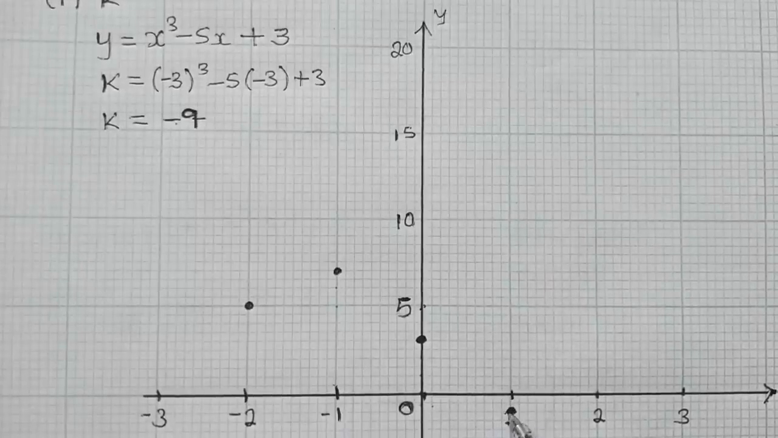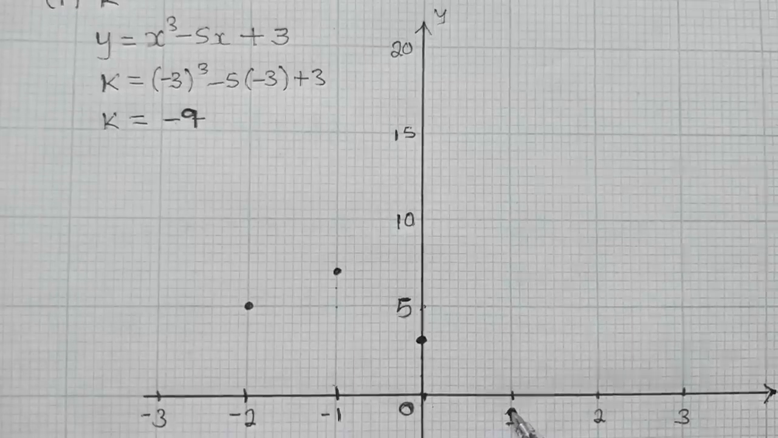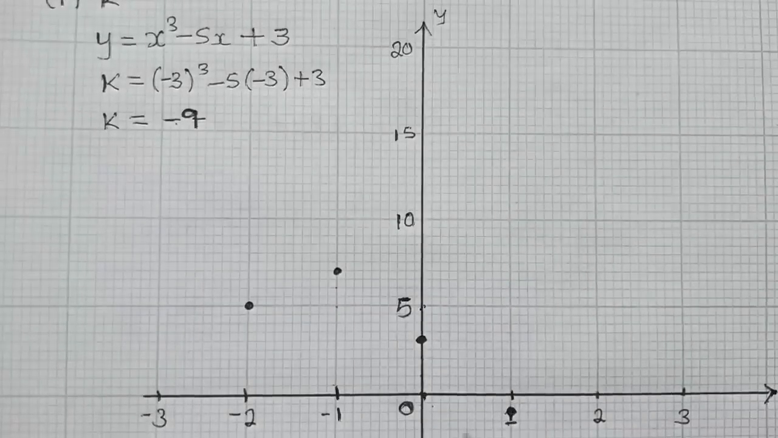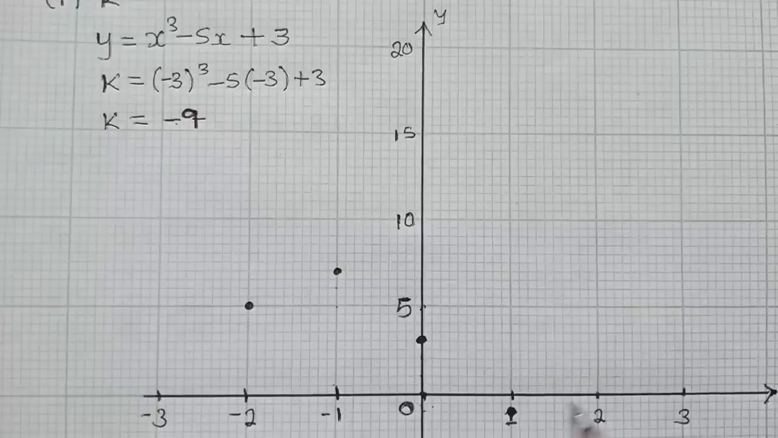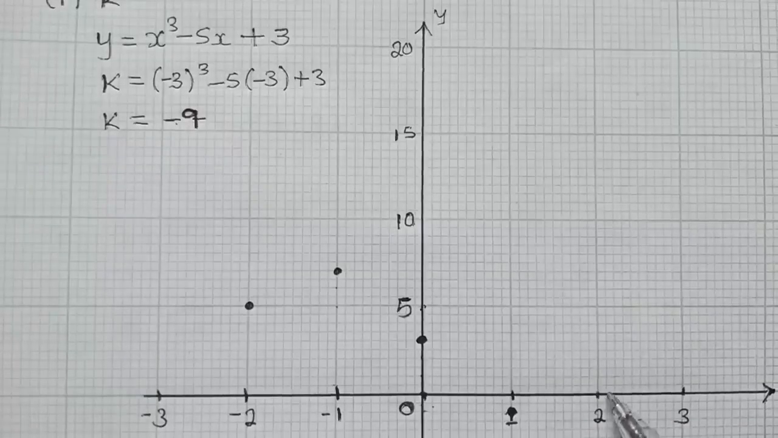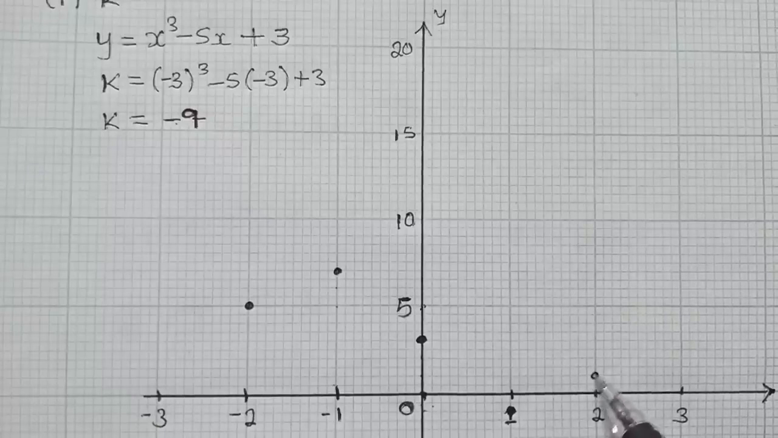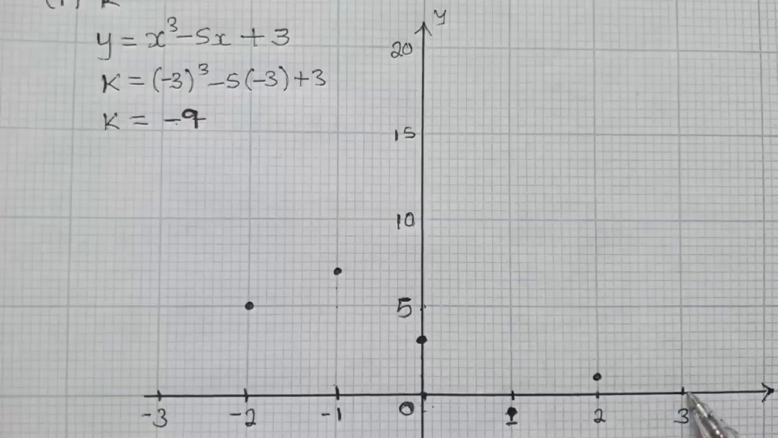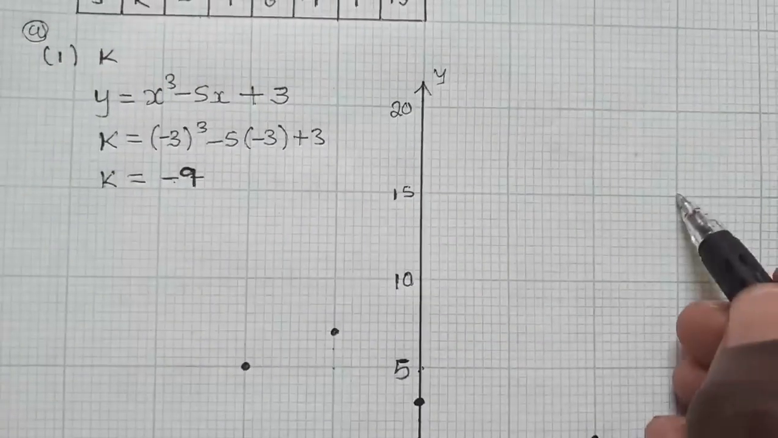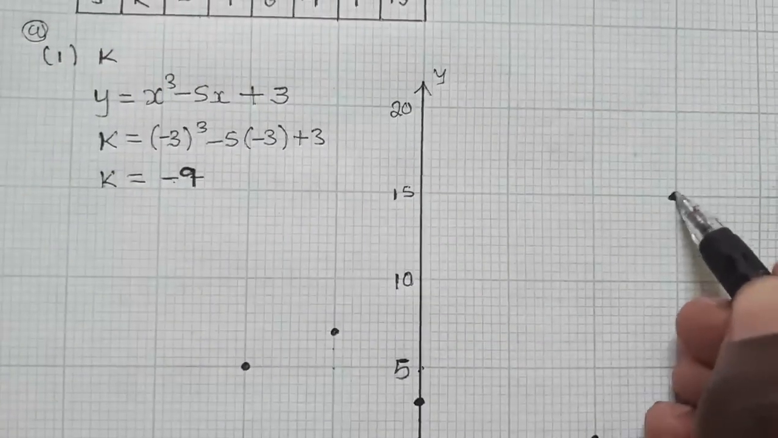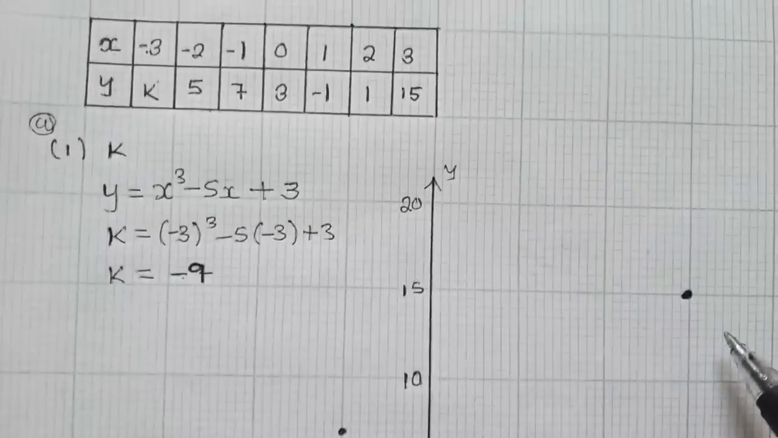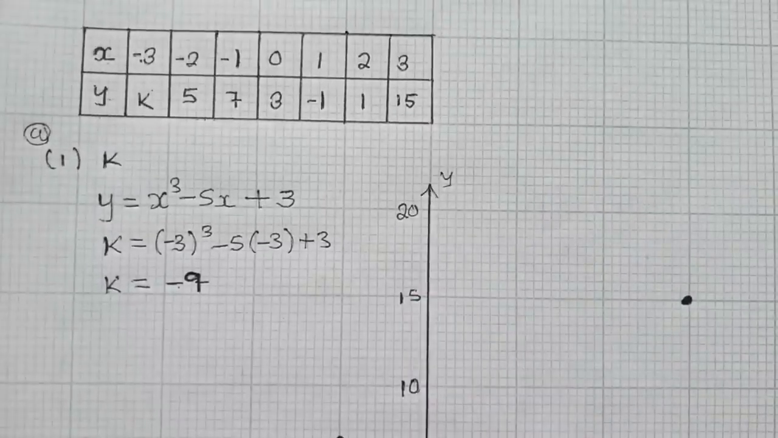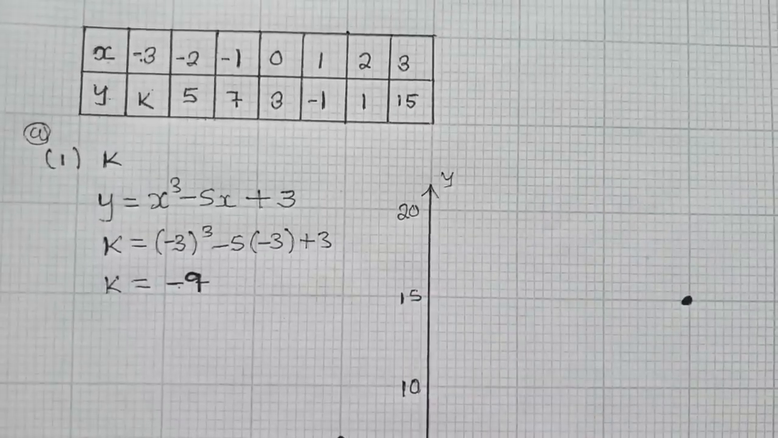1, comma negative 1 is right here because this is 0. So negative 1 is here for the y-axis. Next is 2, comma 1. It's over here. Next is 3, comma 15. So 3, comma 15, it's over here. So all these coordinates, I'm getting them from the table. We have been given a table in the question.